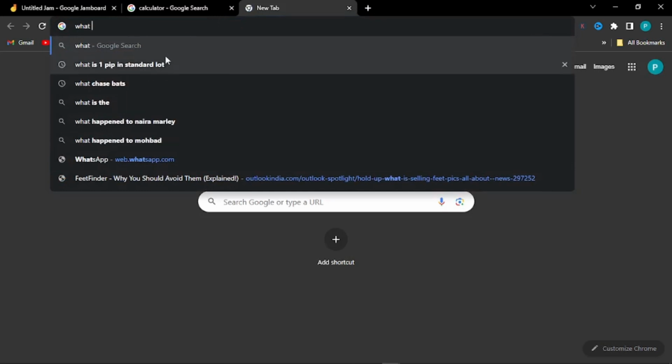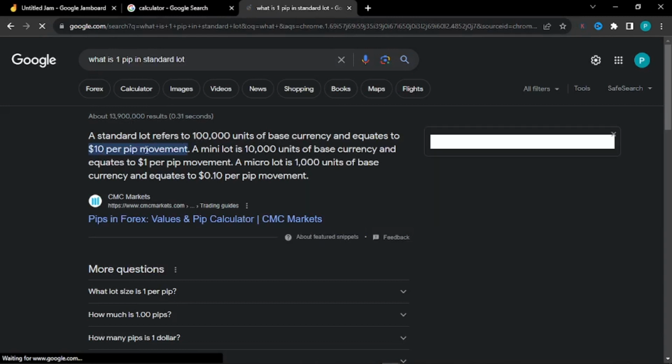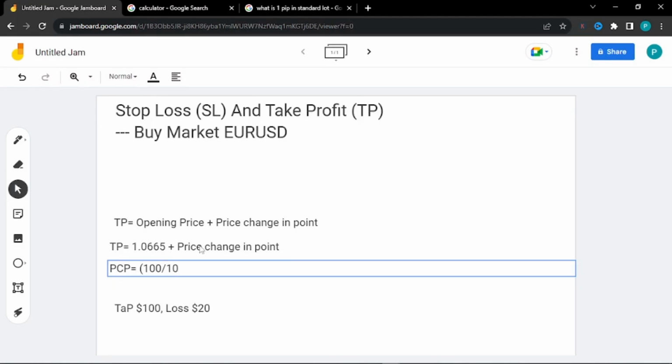So what is 1 pip in standard lot size? They say a standard lot refers to 100,000 units of base currency and equates to $10 per pip move. So any single movement in your standard lot is simply a $10 move. So that's the calculation we are using here. So now you divide it by 10.